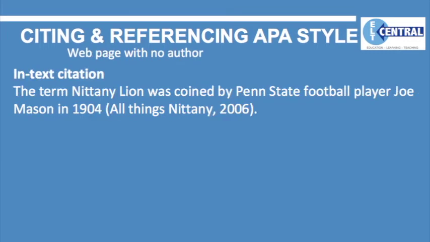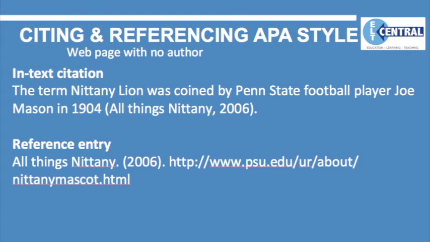What if you've got a web page with no author and you're using an in-text citation? Let's have a look at this one. The term Nittany Lion was coined by Penn State football player Joe Mason in 1904. All Things Nittany, 2006. Now, All Things Nittany is the name of the article, so the in-text citation is going to be All Things Nittany, 2006. The reference entry will be All Things Nittany 2006, and the website here, Nittany Mascot HTML.